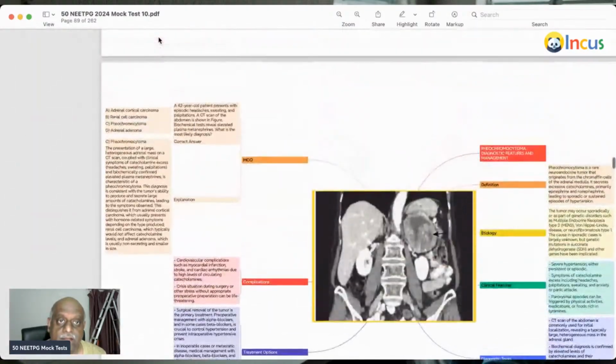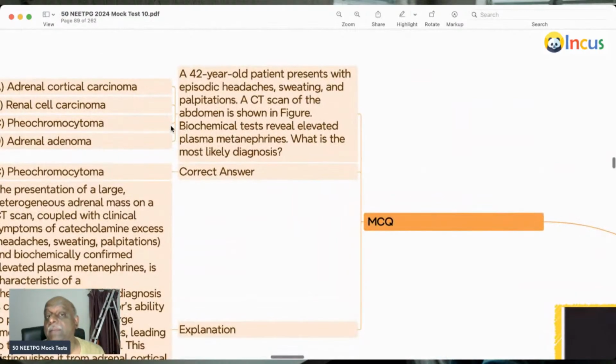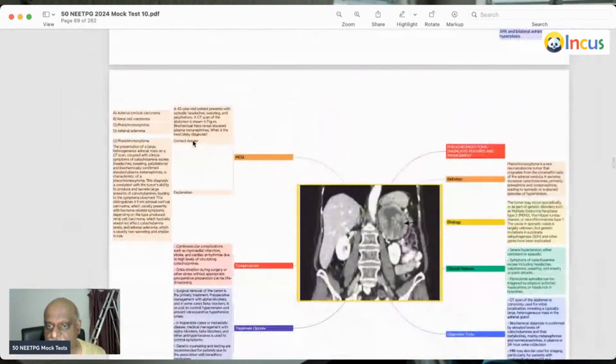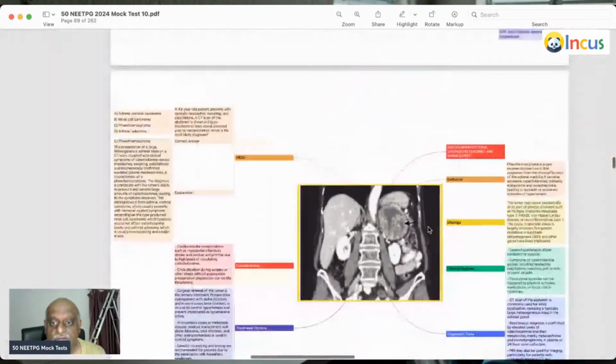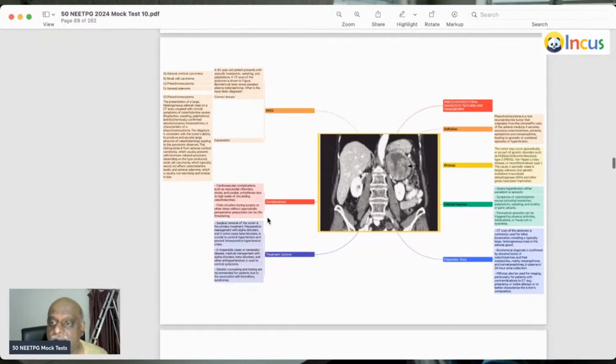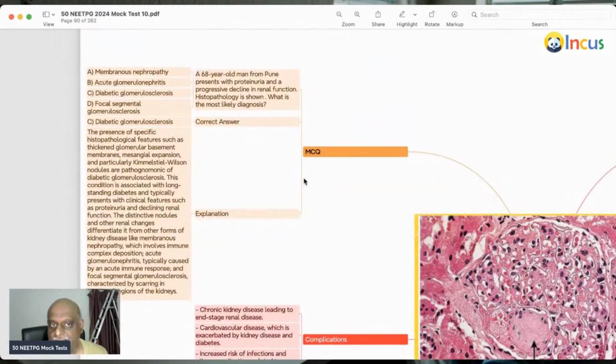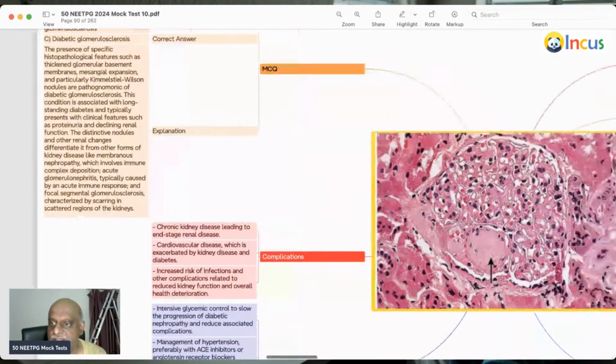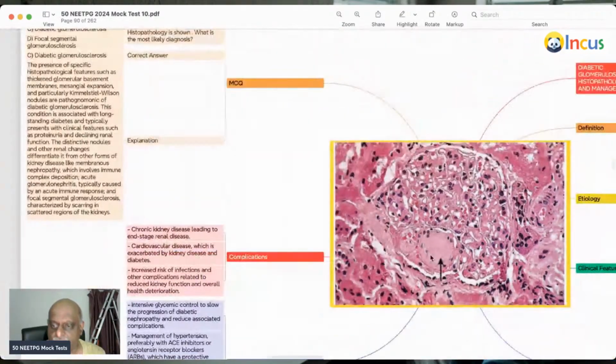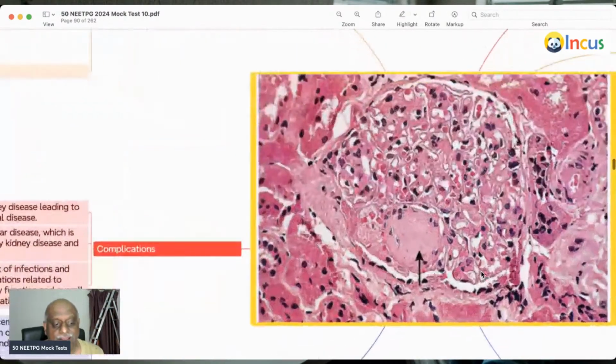So, a 42-year-old with episodic headache, sweating and palpitations, and a CT scan showing pheochromocytoma, which is classical. A 68-year-old from Pune with proteinuria with progressive decline in renal function. So, this is Kimmelstiel-Wilson nodules, which are typical of diabetic nephropathy.